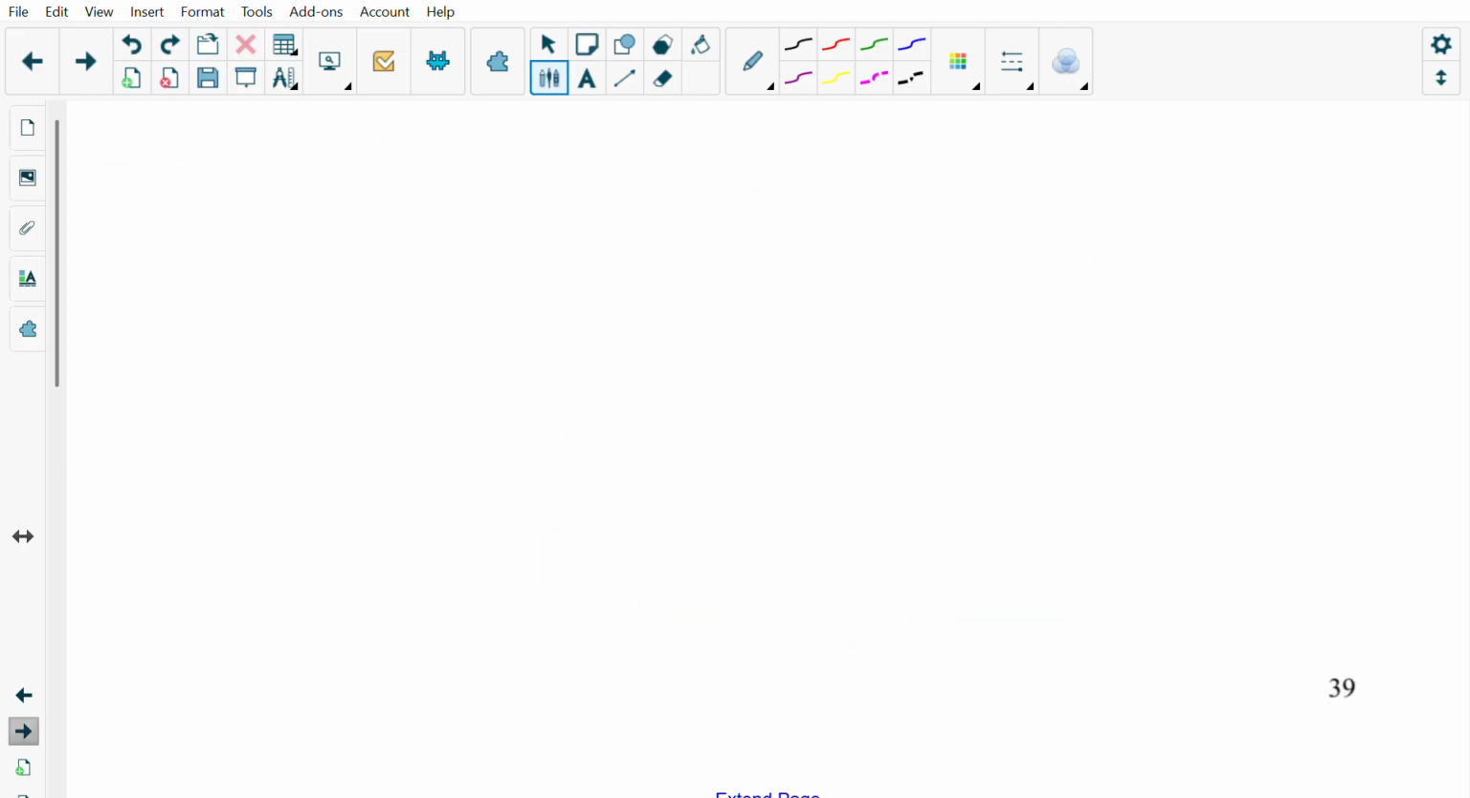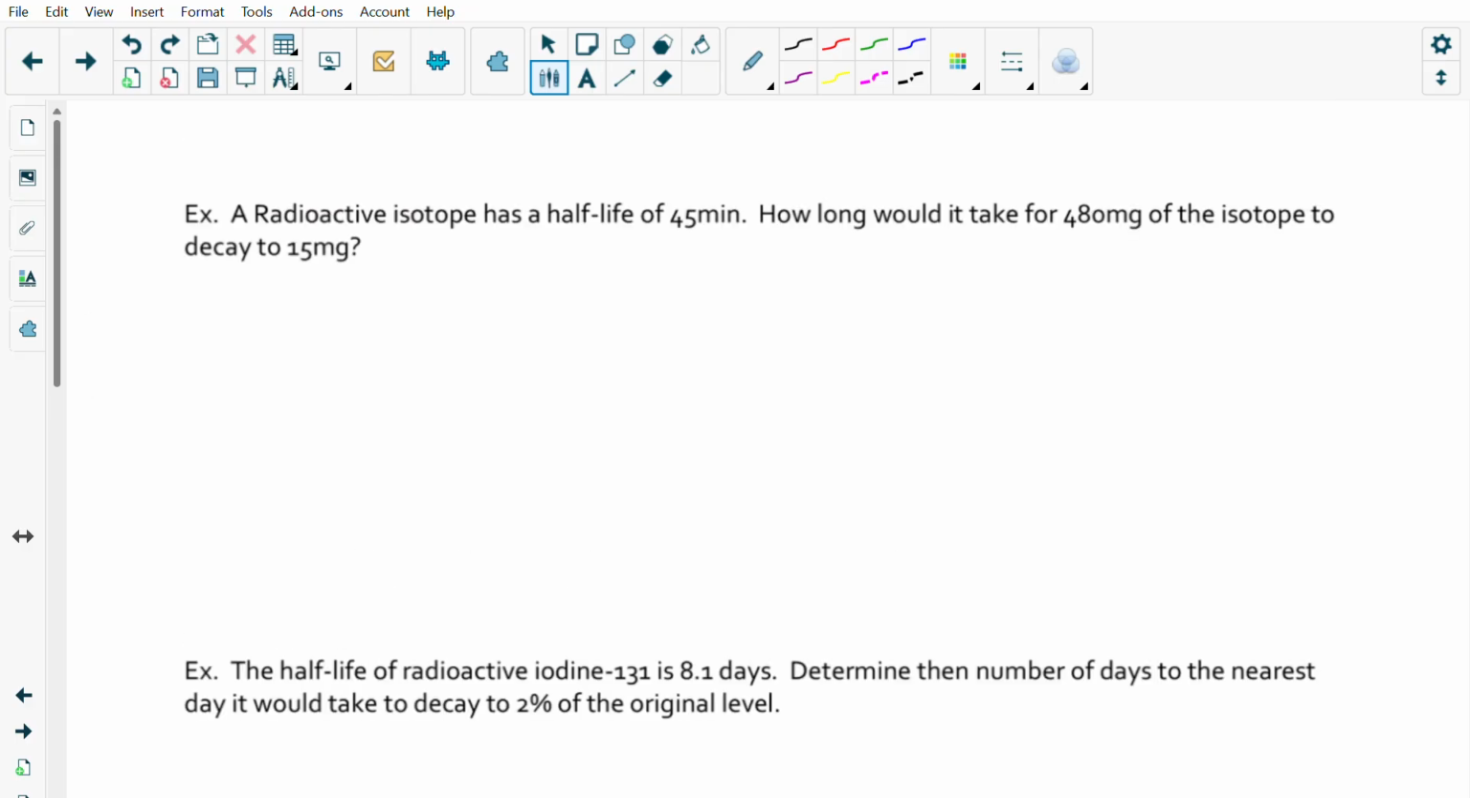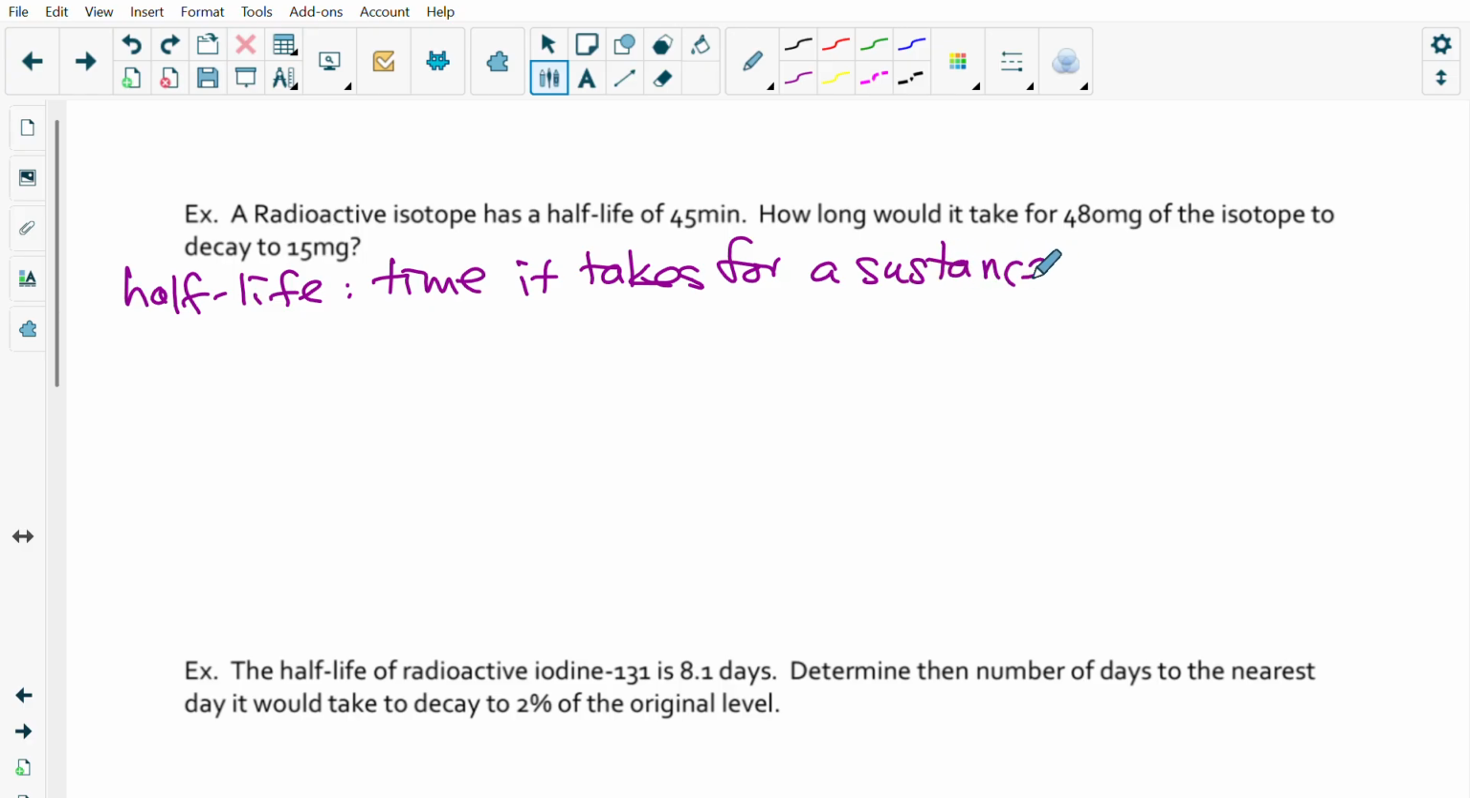Next page. A radioactive isotope has a half-life of 45 minutes. How long would it take for 480 milligrams of the isotope to decay to 15 milligrams? So let's think about half-life. You might have heard this when we're talking about radioactive decay. So this is the time it takes for a substance, so e.g., a radioactive element or an isotope.